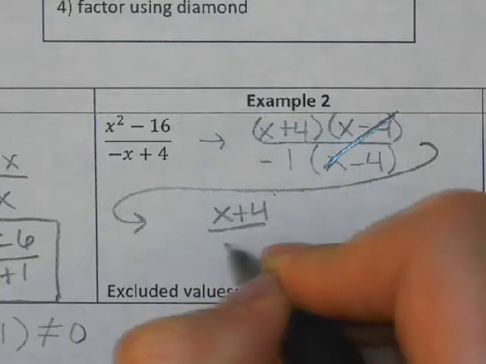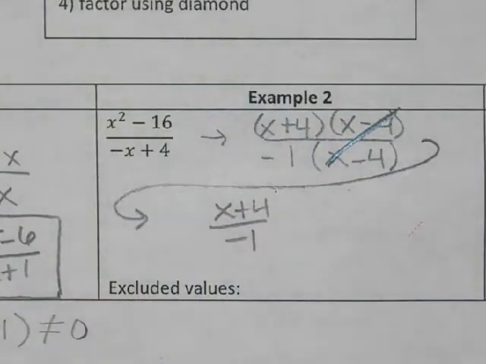X plus 4 over negative 1. Do you think most people are going to leave their answer like that? No, probably not. What do you think they're going to do? What happens if you divide something by negative 1? Yeah, it makes everything else negative, or if it was negative, it makes it positive, right? So it changes the sign.